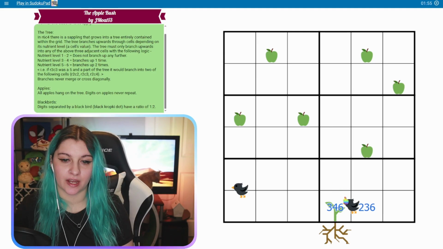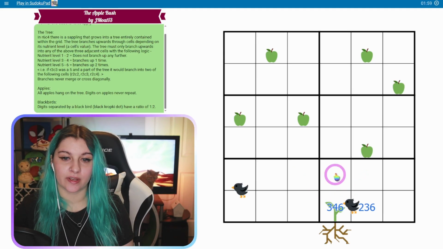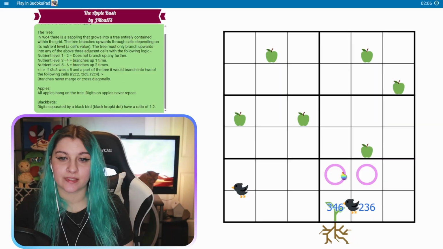Can I do this with only 1 branch? I have these 3 options, right? I definitely need to go into one of these 2 cells in order to get here, because I need to have a branch on each of the apples, right? All apples hang on the tree.